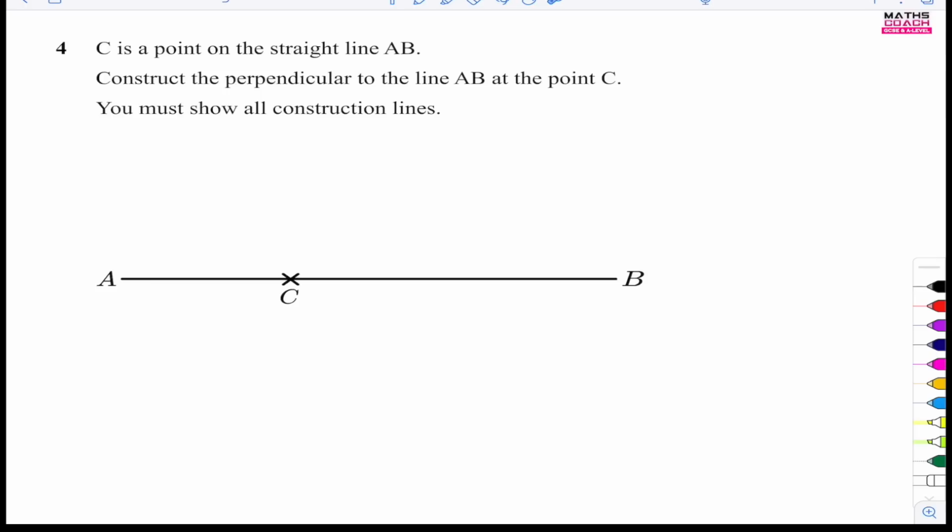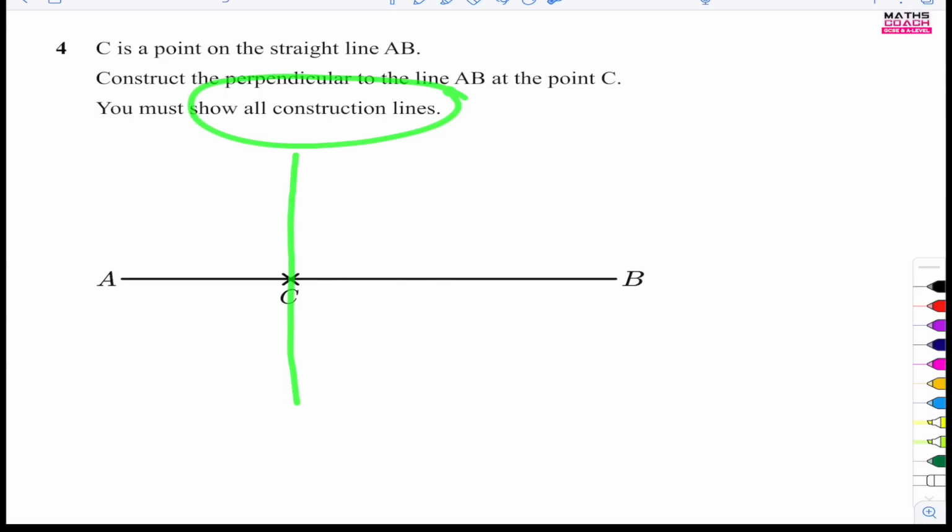So it says C is the point on the line AB. Construct the perpendicular to the line AB at the point C. You must show all your construction lines. So we want to be drawing a line like that. Now don't get your ruler out in an exam and just start drawing this line, because you have to show your construction lines.